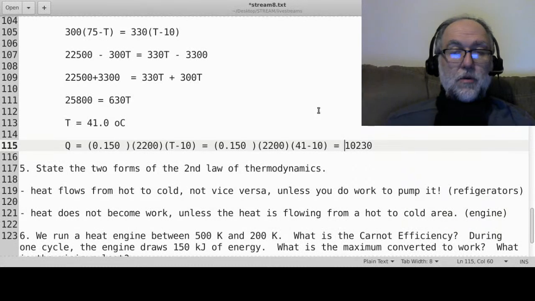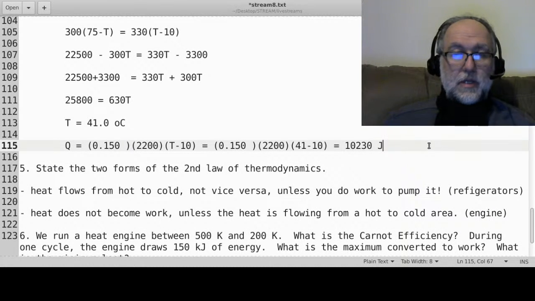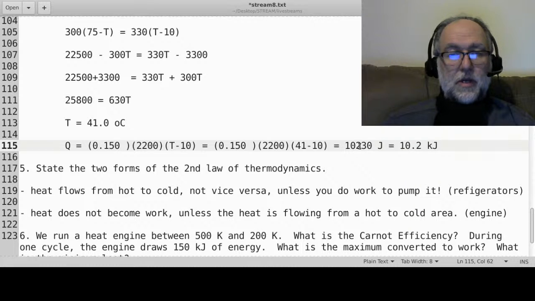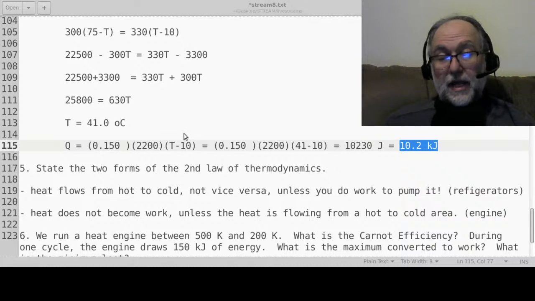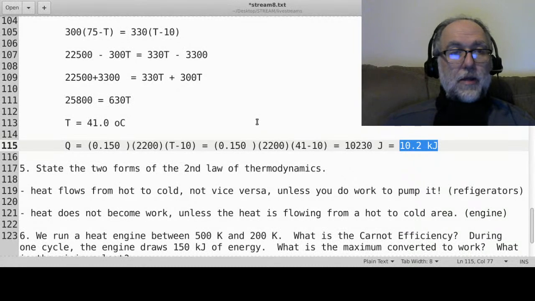And what are the units? Joules. I would probably convert that to kilojoules on a test. And so that will equal 10.2 kilojoules. I'm rounding off here, so I dropped that decimal right there. So 10.2 kilojoules. And so that answers that question. Let's see if there's any questions in the chat? Nope. Okay, so there we go.